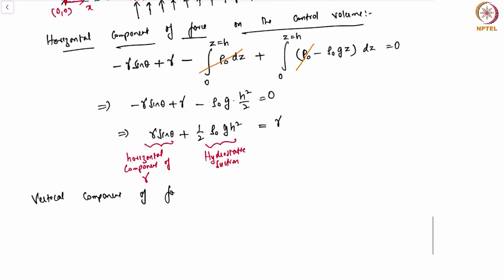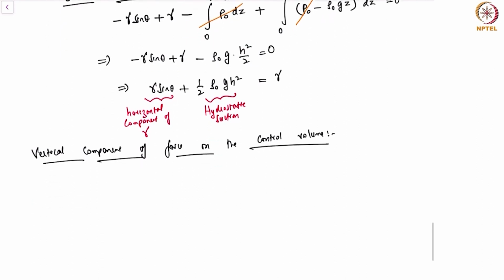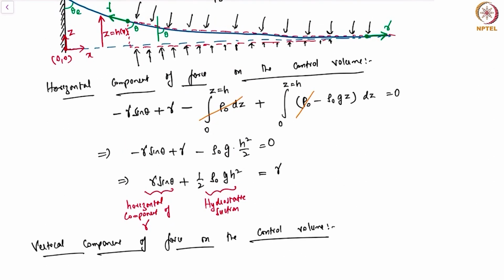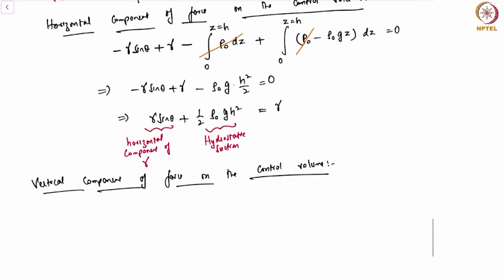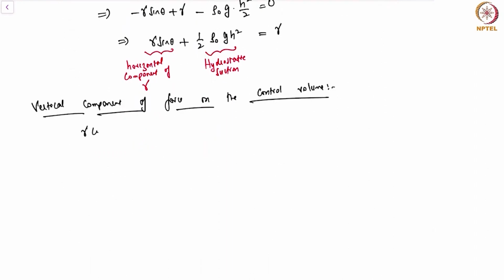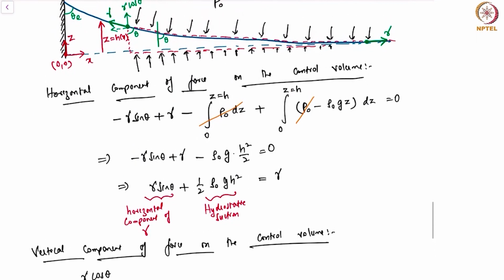Vertical component of force on the control volume. The vertical component of the force would be, if you see this meniscus again, that the sketch that I have made. Now we had gamma sine theta minus gamma sine theta in the horizontal. Now the same thing, we need to have a vertical as well. The vertical part will be plus gamma cos theta. So we have plus gamma cos theta, right?